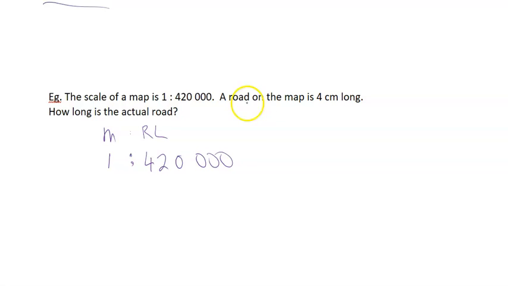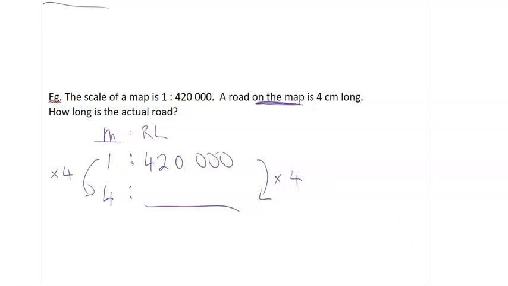Then the rest of the question, we're working with a distance that's on the map. So I'm going to put that 4 there on the map side. How long is the actual road? So this is the blank that we need to figure out. So you just need to simply do the conversion. So how does 1 get multiplied up to become 4? Well, it's multiplied by 4. So this side, you do the same thing and multiply it by 4. So that ends up equaling 1,680,000.